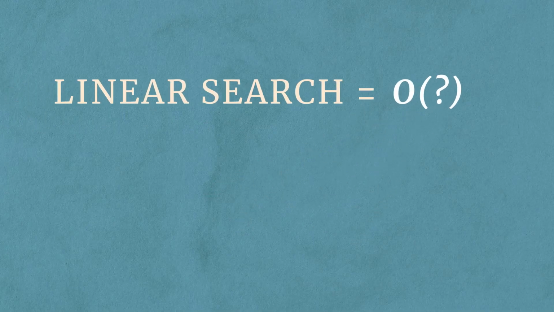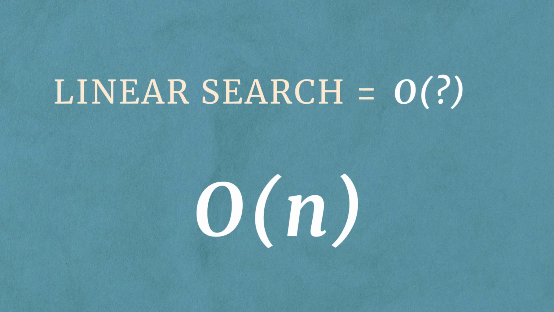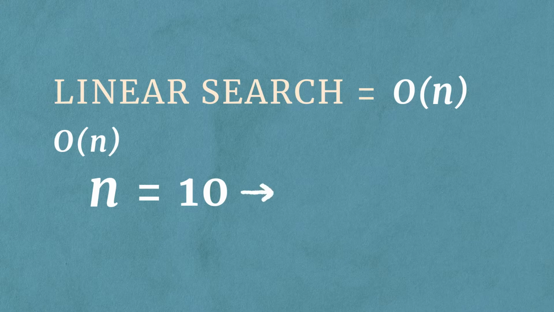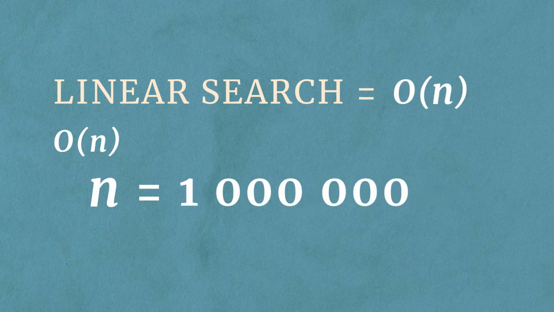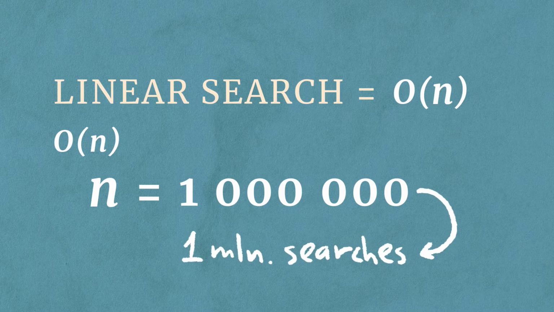What's the time complexity of a linear search in a dictionary? If there are n words in the dictionary, it's O of n. So, if there are 10 words, you might have to check all 10 in the worst case. If there are 1 million words, you might have to check the whole million. Is this slow or fast? To understand this, we must compare it with another method of finding the word.